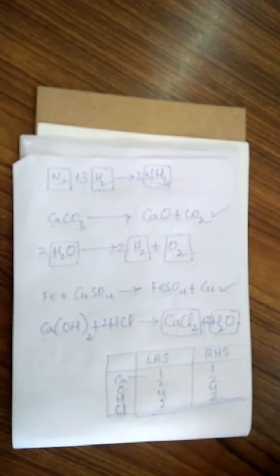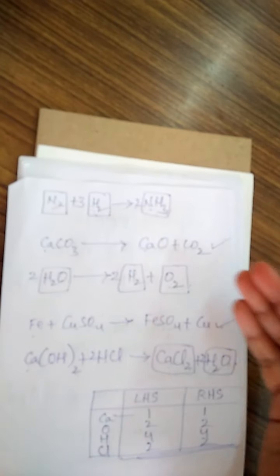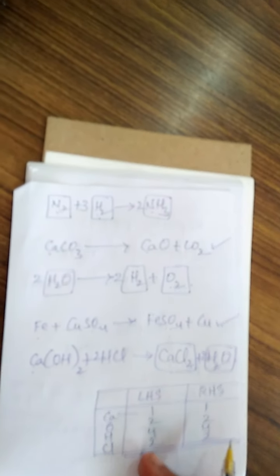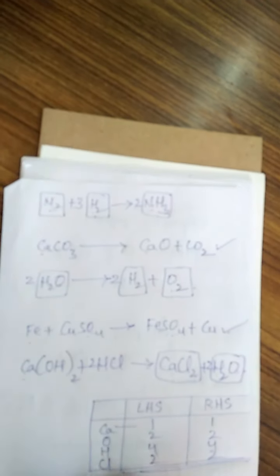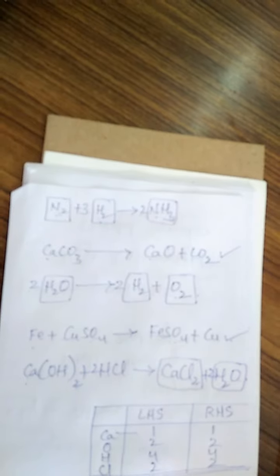By writing this table like this, you will get clarity that this equation is balanced. Before balancing also you can write it to check whether they are balanced or not. After balancing also you can write this table and check that it is balanced. Okay, children? So try some more also which I have given for you.